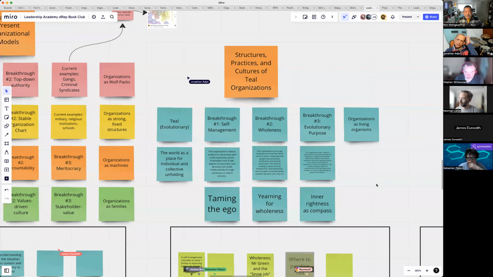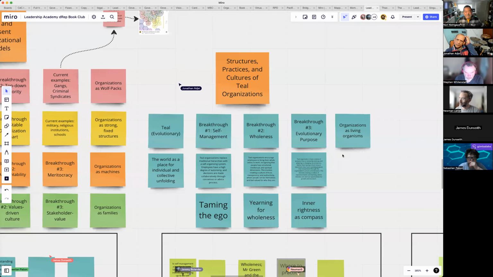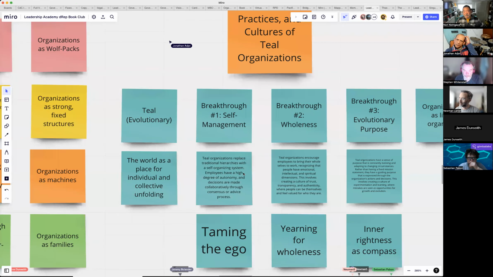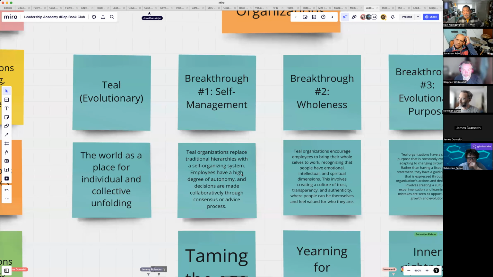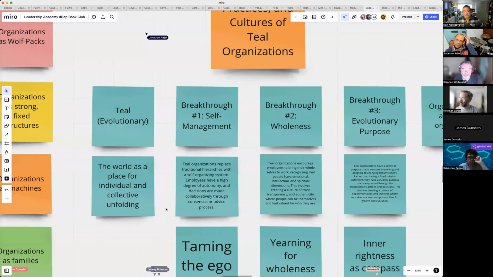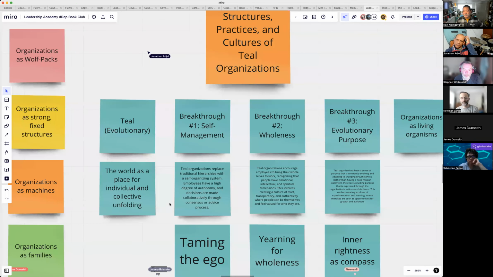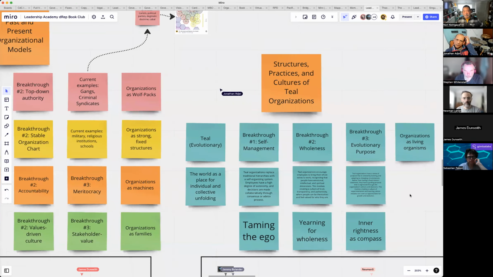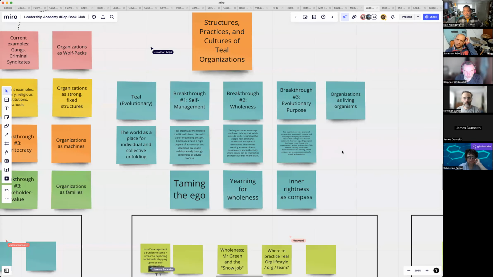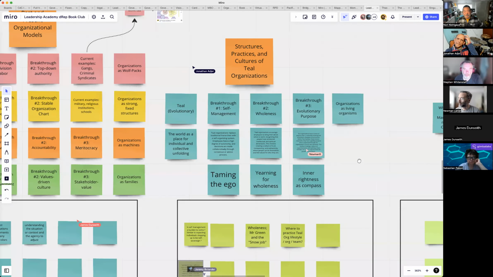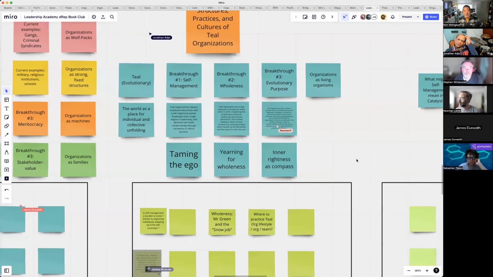And just to kick things off for the discussion, this whole self-management bit really made me think about Catalyst and blockchain and DAOs in particular, that self-organization and high degrees of autonomy and no bosses, no managers. It's something that's fairly new, and how do we do that well? Maybe this book gives us some clues through some of these other breakthroughs of wholeness and evolutionary purpose, since I think we're doing one fairly well, and differing degrees of two and three, but I'm really curious to hear what people think about Teal at this point.